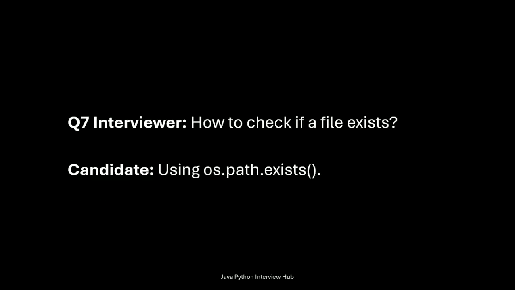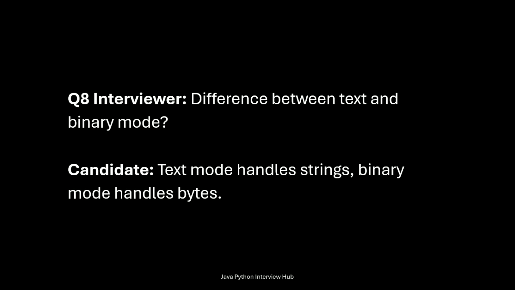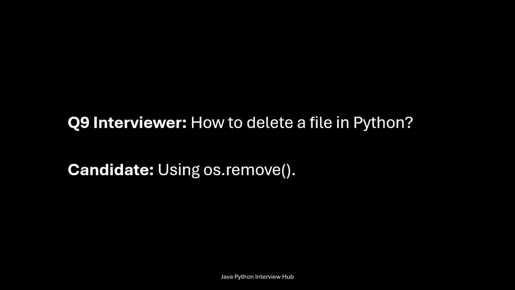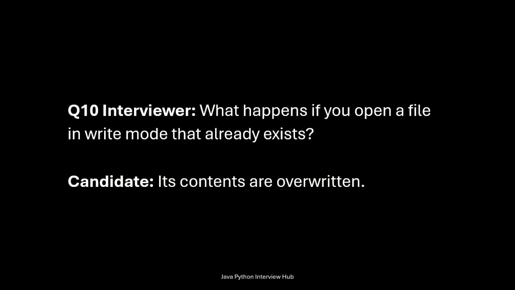How to check if a file exists? Using the os.path.exists library function. Difference between text and binary mode. Text mode handles strings while binary mode handles bytes. How to delete a file in Python? By using os.remove. And what happens if you open a file in write mode that already exists? Its contents are overwritten. So these are the 10 important mock interview questions for file management in Python.